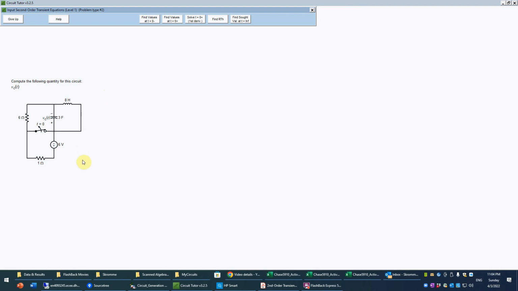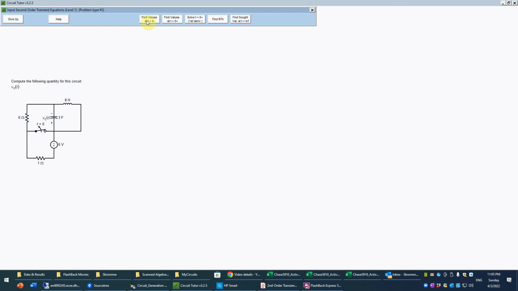Okay, so here's an example of a second order problem. Notice that the inductor and the capacitor in this case are in parallel, and the sought voltage, or the sought quantity rather, is the capacitor voltage, which is different than the other problem type where they're in series. Okay, as always, you have the option to give up at any time and see a complete work solution for no penalty. You can also get written or video help.